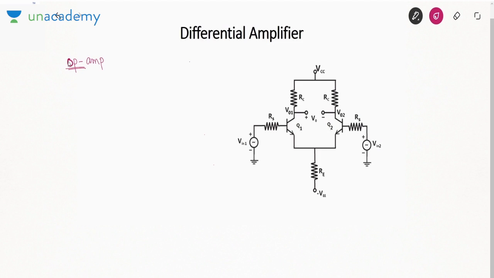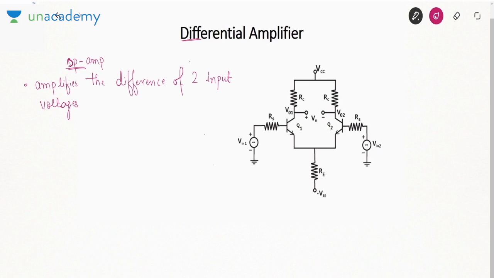Now as the name suggests, what is this differential amplifier? Basically, it amplifies the difference of two input voltages. Okay, instead of one input, we will have two inputs, and it will amplify the difference of the two input voltages.